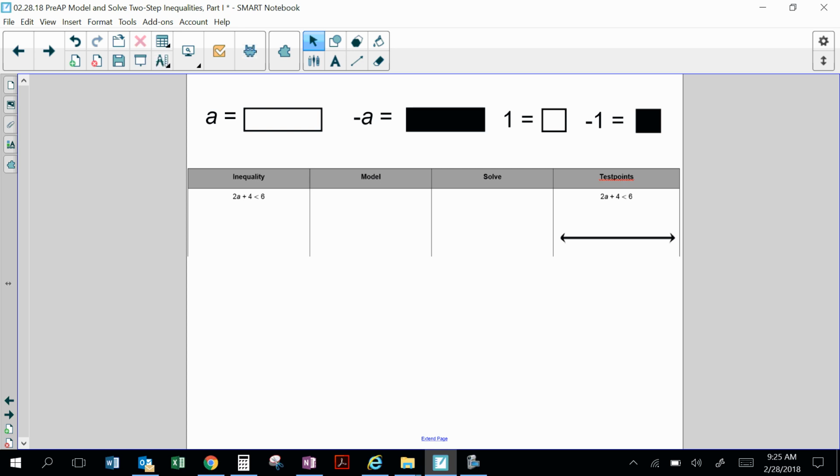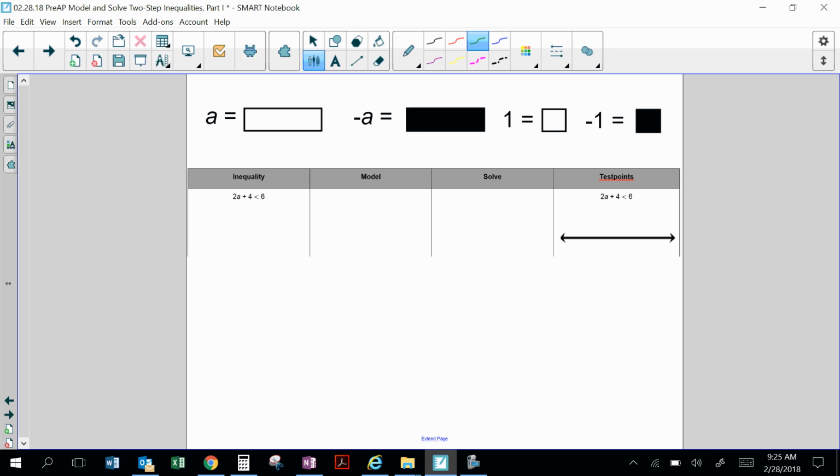All right, next. Now it's time to take out your notes for today. It goes on page 77. It looks like this. You will need a highlighter also, or a colored pen, so that when we make our number line, you can show where it's highlighting to. Our first question is 2a plus 4 is less than 6. I would like you to model it, solve it, and graph it.